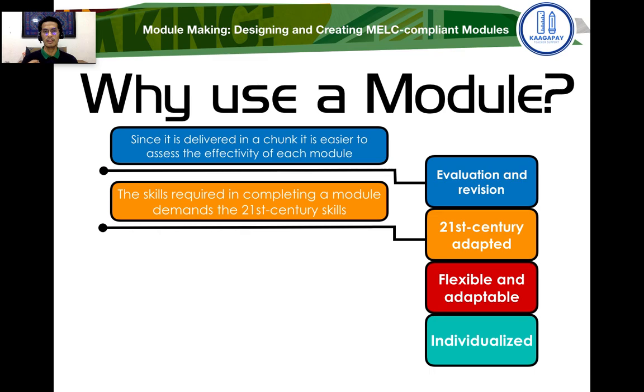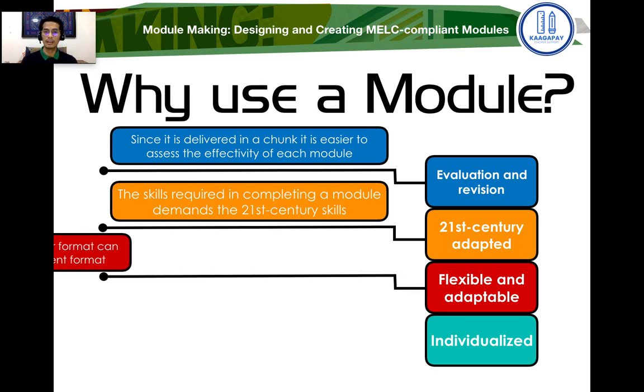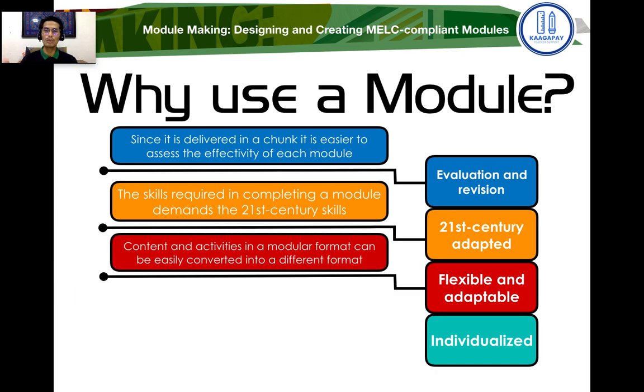Okay, so when you present them information, how do they process it? And all of these things are 21st century based. Third, it's adaptable and flexible. So lahat ng modules na gagawin mo ngayon can actually be transformed in a different format later on.